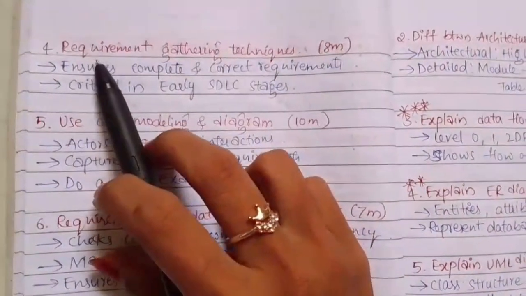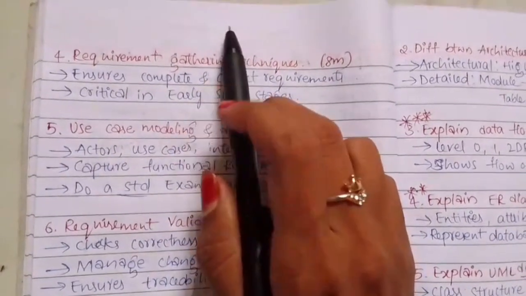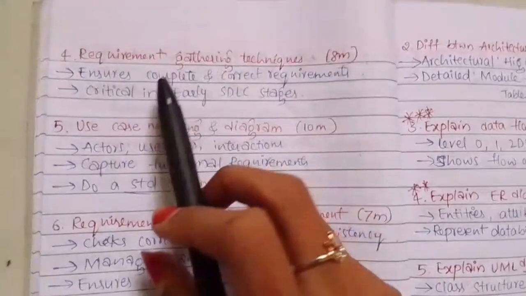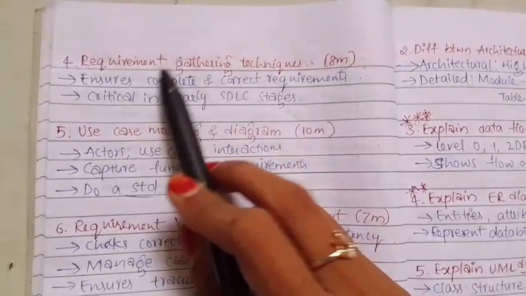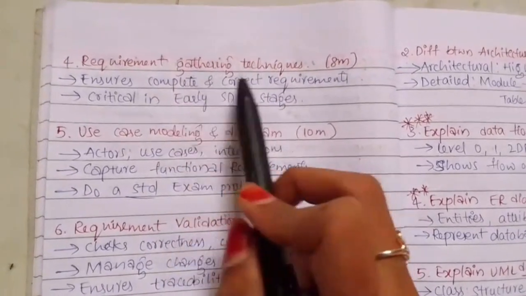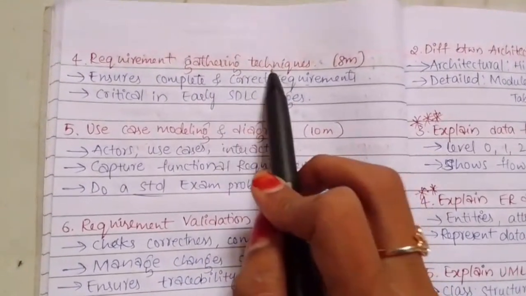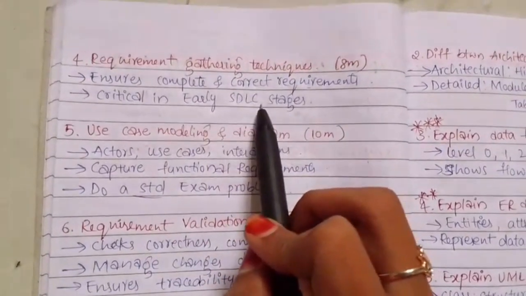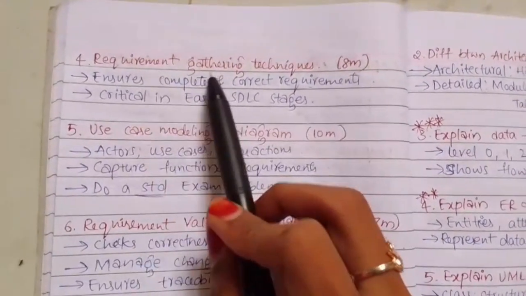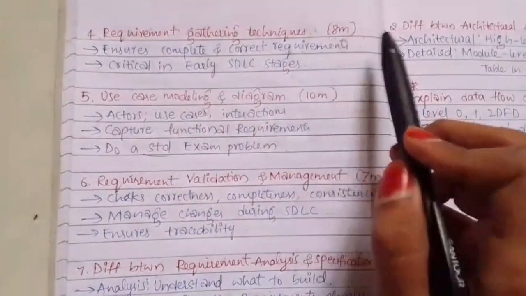And the fourth question is requirement gathering techniques, like how you gather the requirements from the user. You have to explain about that. The requirement gathering technique ensures the complete and correct requirements, whether you have taken the proper requirements from the user or not. It is very critical in the early stages of the software development lifecycle. This is the fourth question, asked for 8 marks.